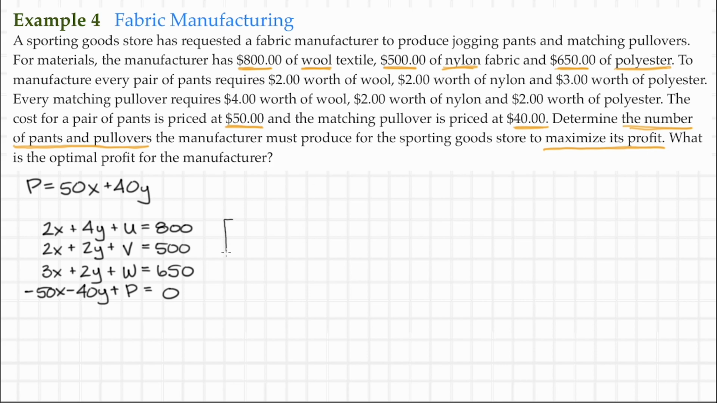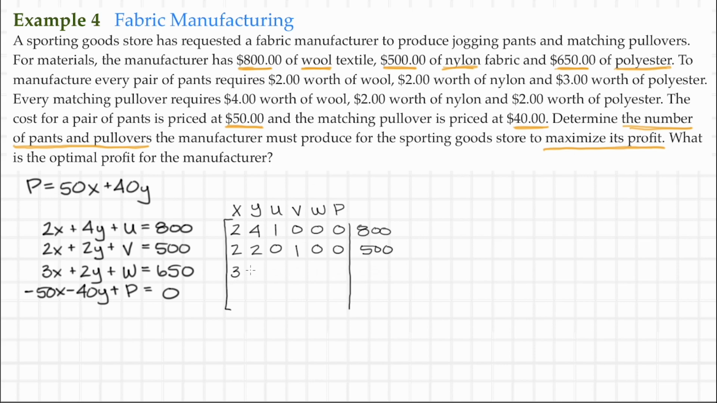So we'll put in our bracket. We'll label this x, y, u, v, w, and p across the top of our tableau. So we'll put in 2, 4, 1, we do have a u slack variable, no v slack variable, no w, no p. Put in our vertical line, and 800. Then we have 2, 2, no U, but we do have a V. And then 500.